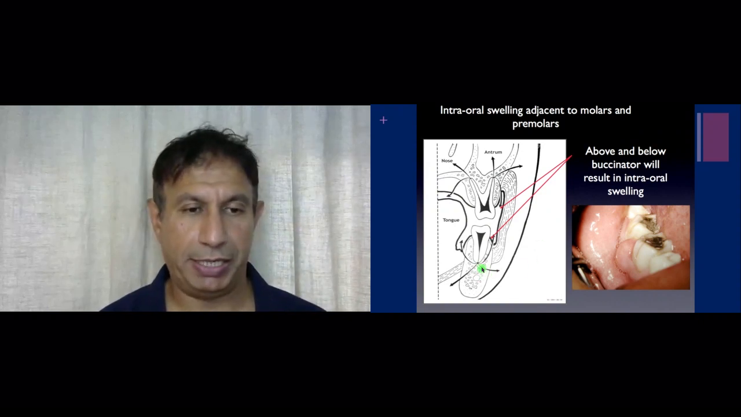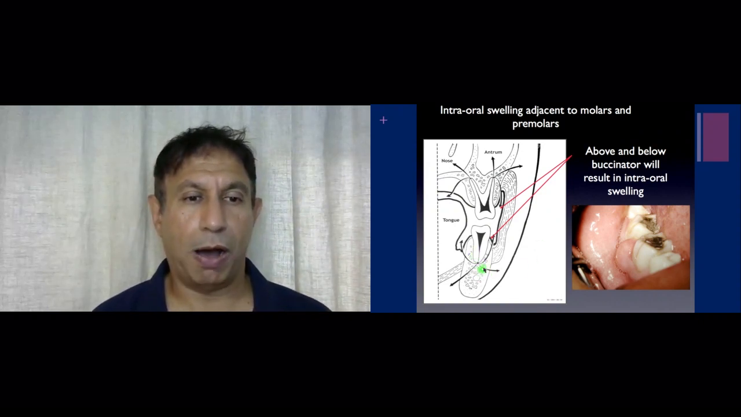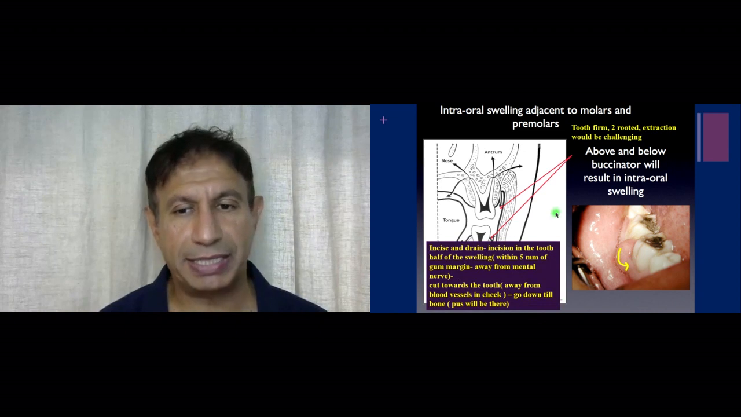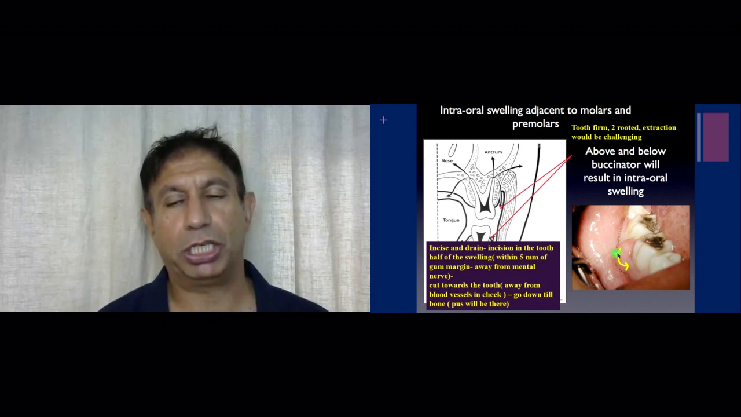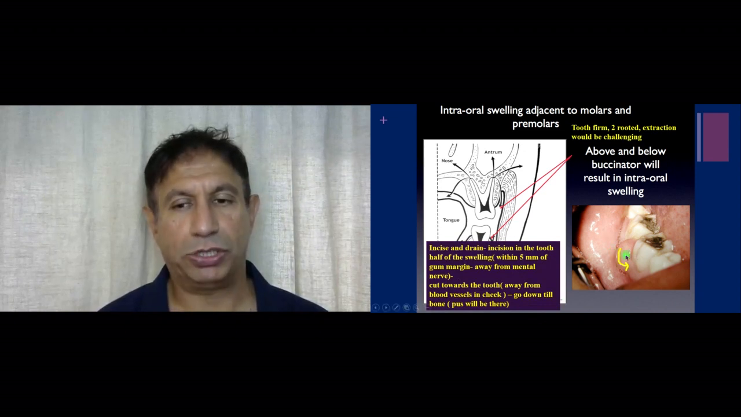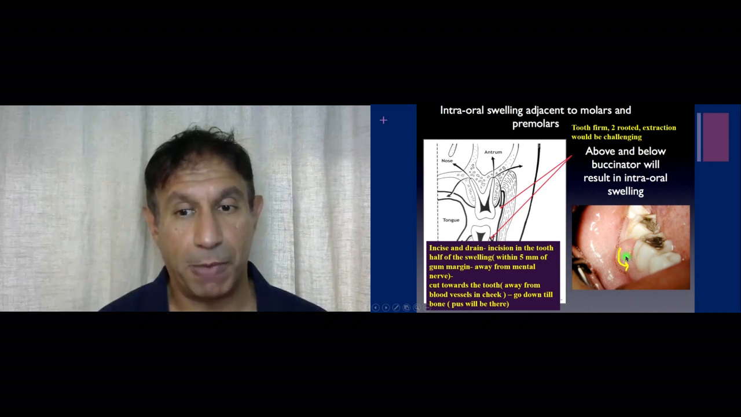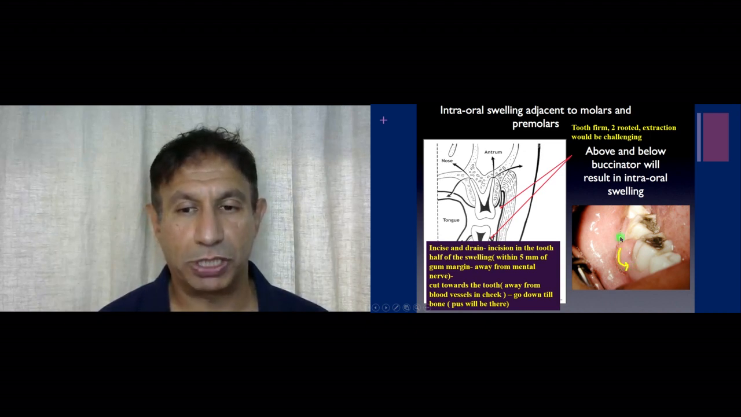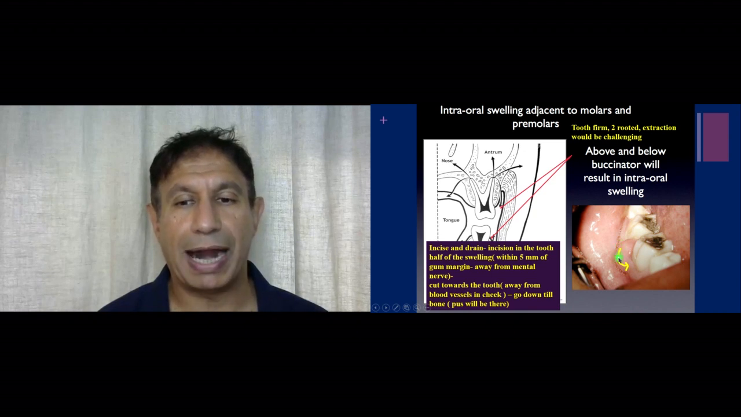What about the posteriors? The pus could go above the muscle attachment to the cheek side, resulting in a buccal abscess. Again, if you want to drain this abscess, we do an incision in the tooth half of the swelling. So 3 to 5 millimeters from the gum margin, we make an incision. When we do this, we take our knife and we cut it anteriorly. So we do not take our knife and go posteriorly, we take our knife and go anteriorly.